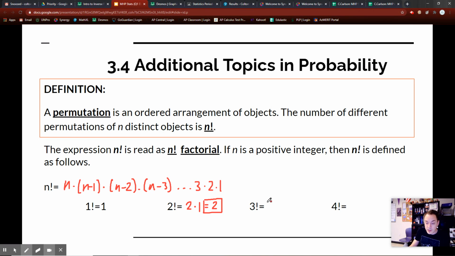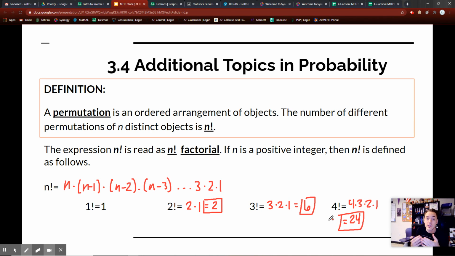Okay? 3 factorial is 3 times 2 times 1, which equals 6. And this is 4 times 3 times 2 times 1, which equals 24. Okay, 4 times 3 is 12, times 2 is 24, times 1 is still 24. So that is how we do factorials. It's just kind of counting down.